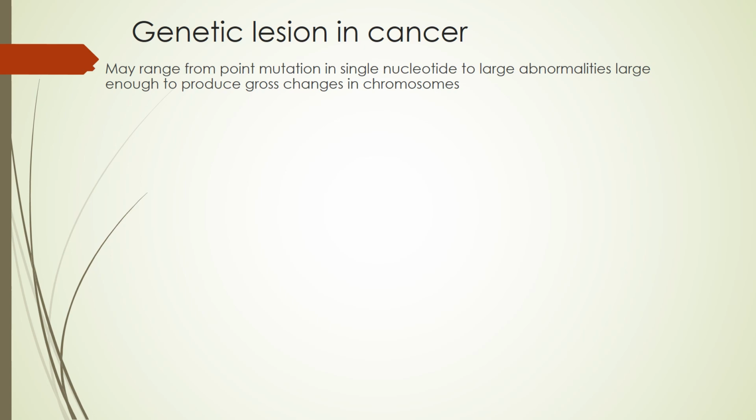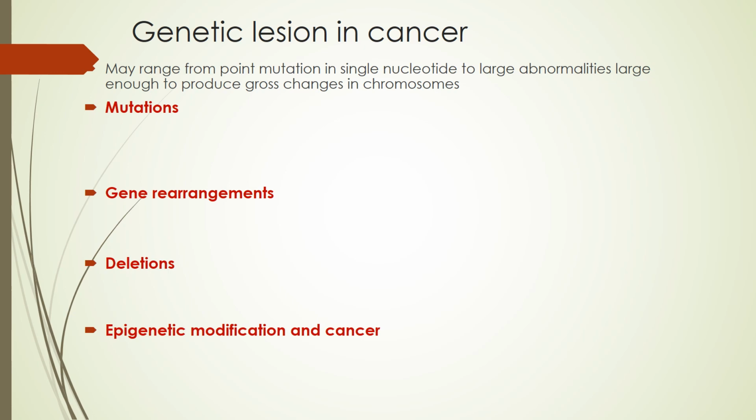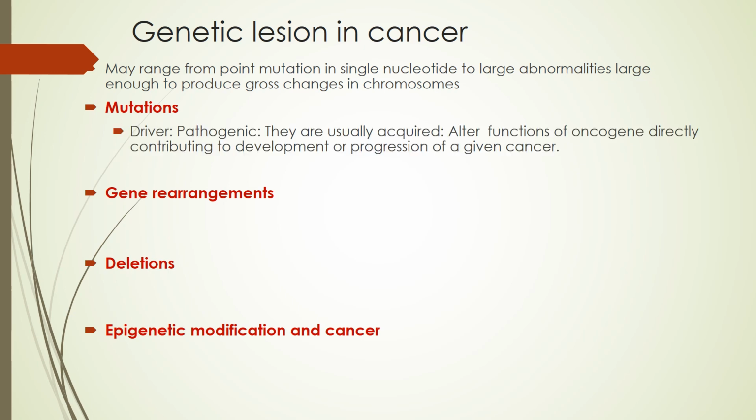Genetic lesions in cancer may range from point mutation in a single nucleotide to large abnormalities, large enough to produce gross changes in the chromosome. They are mutations, gene rearrangements, deletions, and epigenetic modification. As far as the mutations are concerned, they are driver pathogenic mutations. They are usually acquired. They change the function of the oncogene, directly contributing to development or progression of a given cancer. They may be passengers also, neutral, and they are acquired from, for example, some of the viruses.